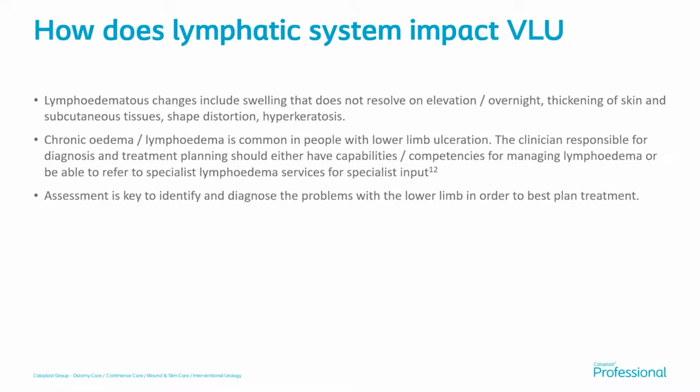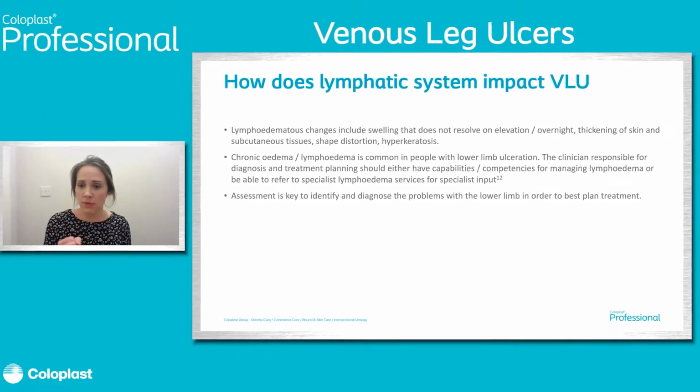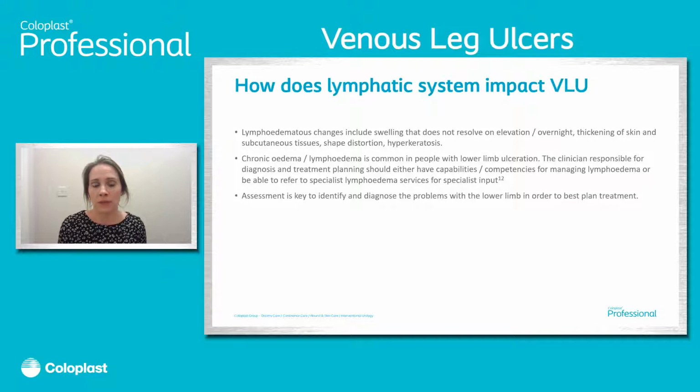So how can that impact venous leg ulcers? Well, lymphoedematous changes can occur and swelling can occur, and they don't resolve with elevation overnight, putting more pressure on those lower limb structures. You could have some thickening of the skin and subcutaneous tissues, a distorted shape of the lower limb, or some hyperkeratosis, so those big, thick, dry plaques of skin developing. Chronic edema and lymphedema is quite common with people who have lower limb ulceration.